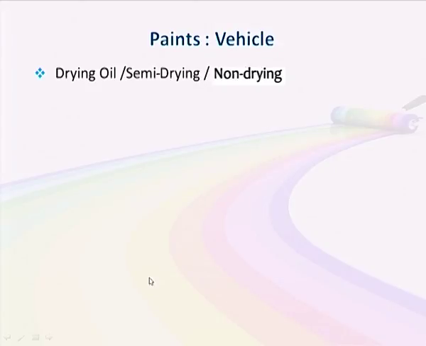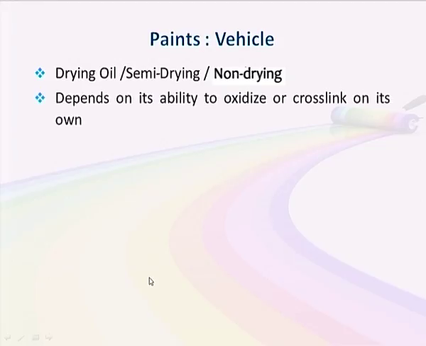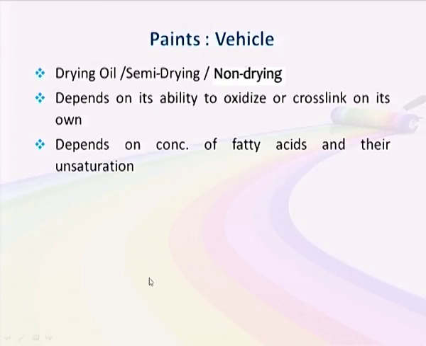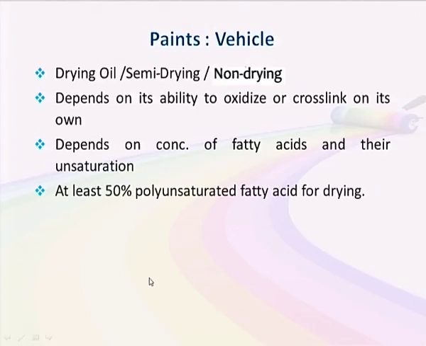Now, drying oil, semi-drying oil and non-drying oil are all used as a vehicle. Whether a particular oil is a drying oil, semi-drying oil or non-drying oil depends on its ability to oxidize or cross-link on its own. It also depends on the concentration of fatty acids and their unsaturation. This unsaturation is very important. At least 50% of polyunsaturated fatty acid should be present for a good drying oil.